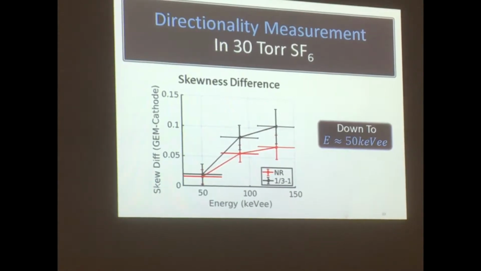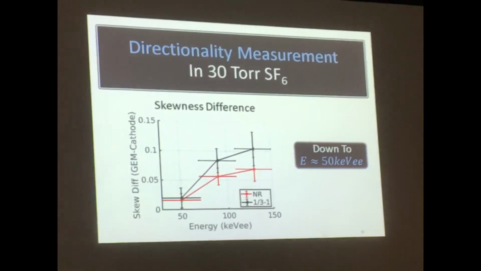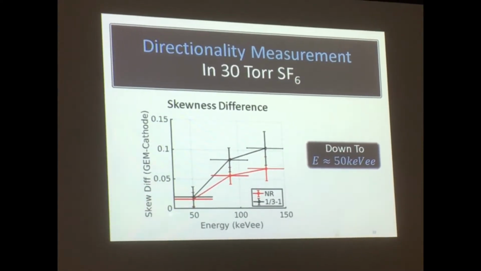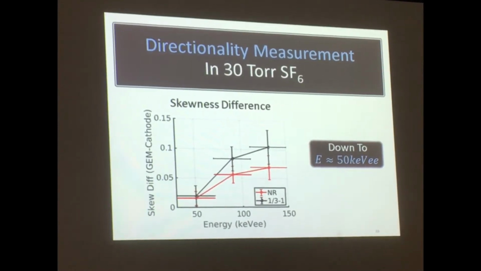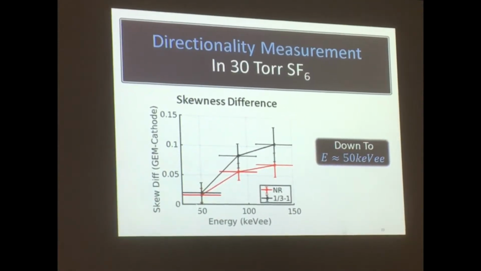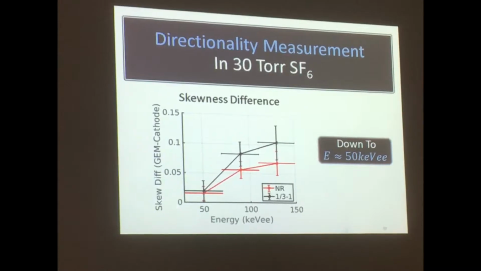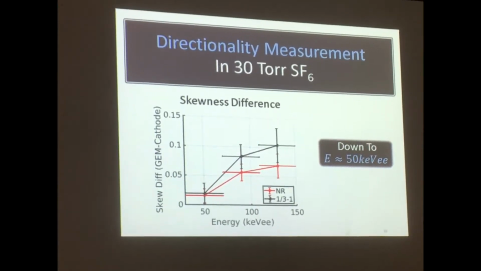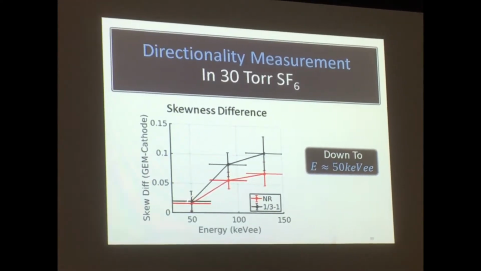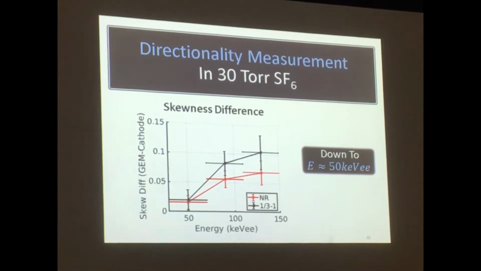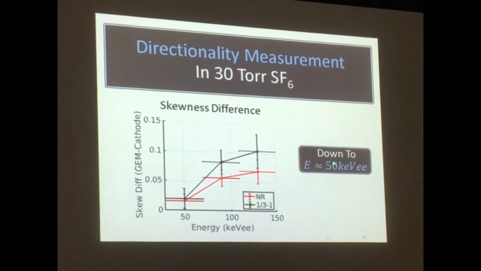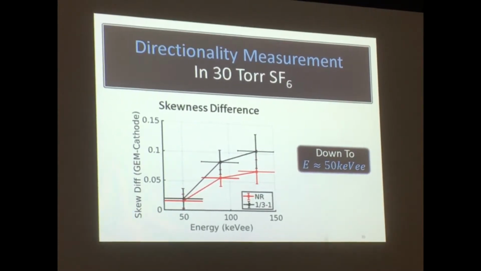Again, the directionality I measure in terms of the skewness difference, the GEM side skewness minus the cathode side skewness. And I take the data and I plot it in terms of energy bin, so these horizontal bars define the energy bin at each point, and then I calculate this difference. And you see that as the energy increases, the directionality increases as well. But I want to point out that in this lowest energy bin here, it's positive, so I'm measuring directionality, and so I can say that I have directionality down to 50 keVee.